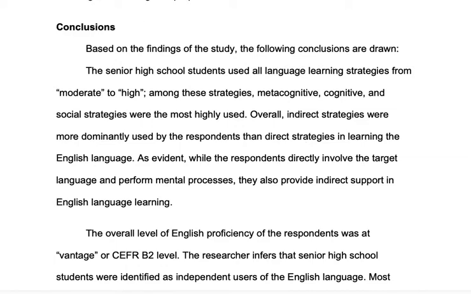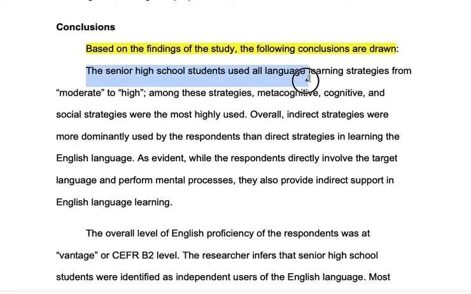Okay? So do it like this. Begin your conclusions this way. Okay? Based on the findings of the study, the following conclusions are drawn. Okay. And when we write conclusions, we follow the order of our research questions. Meaning we conclude first for the research question number 1. Okay? And write it down in paragraph format. Okay, so for conclusions, we have research question number 1.